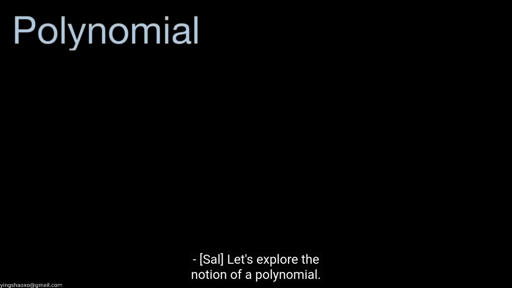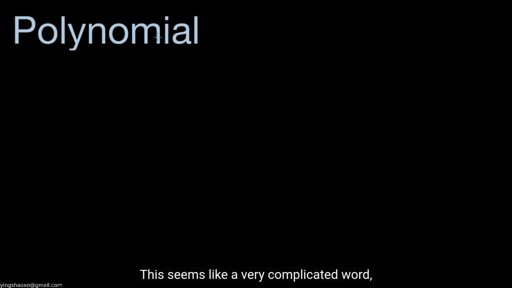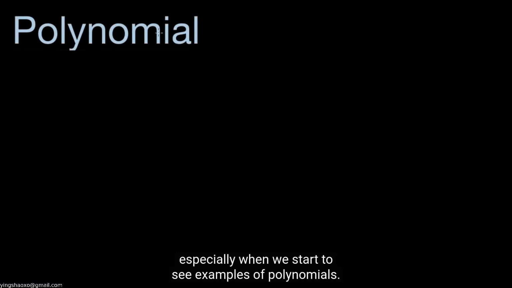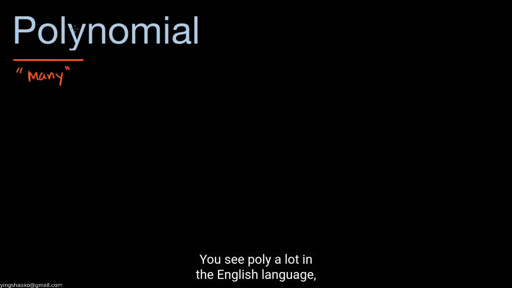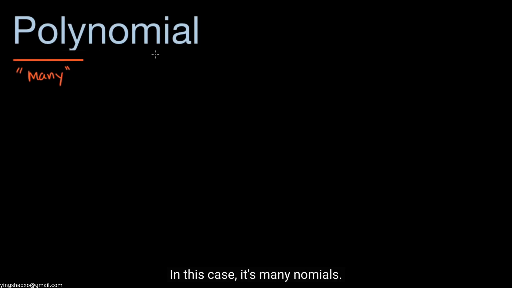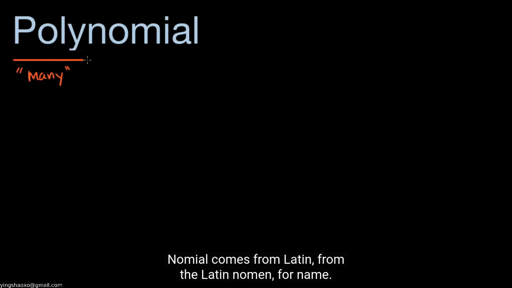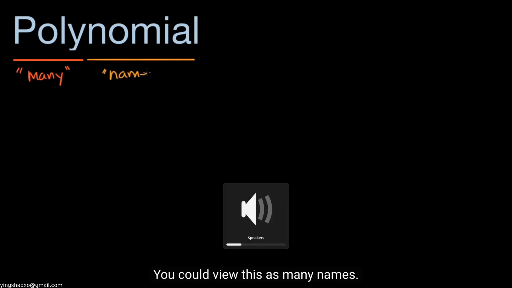Let's explore the notion of a polynomial. This seems like a very complicated word, but if you break it down, it'll start to make sense, especially when we start to see examples of polynomials. So the first part of this word, let me underline it, we have poly. This comes from Greek for many, and you see poly a lot in the English language, referring to the notion of many of something. So in this case, it's many nomials. And nomial comes from the Latin nomen for name. So you could view this as many names, but in a mathematical context, it's really referring to many terms.